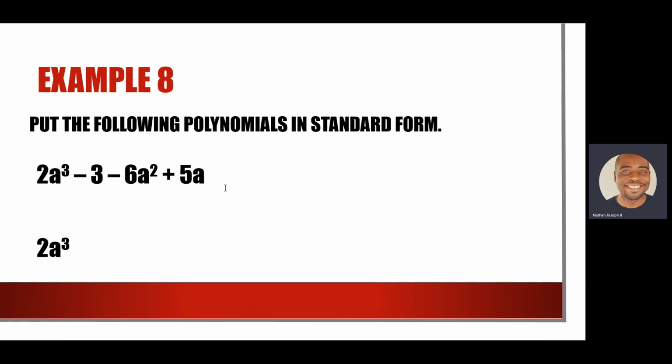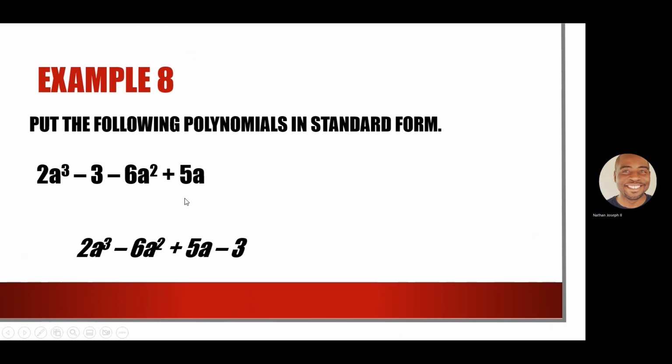Following that, you will have negative 6a squared. Following that, you will have 5a. And lastly, negative 3. The exponents are now arranged in descending order, meaning from greatest to least. We have 3, 2, 1, none. This is our expression in standard form. Remember, the expression is in standard form, meaning that it is arranged by the exponents going from greatest to least.